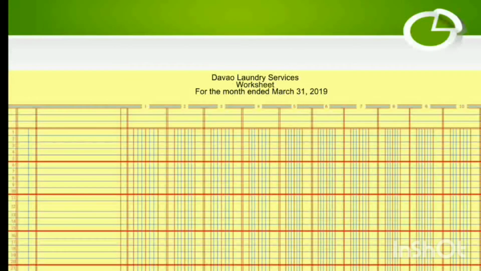The next thing that we are going to do is to fill out the column headings, starting off with the account titles. And then the first two money columns are for the unadjusted trial balance. The left column is for the debit, that's why we have DR, and then the right is for the credit, that's why we have CR. And then the next two money columns are for the adjustments. The left is for the debit and then the right is for the credit.